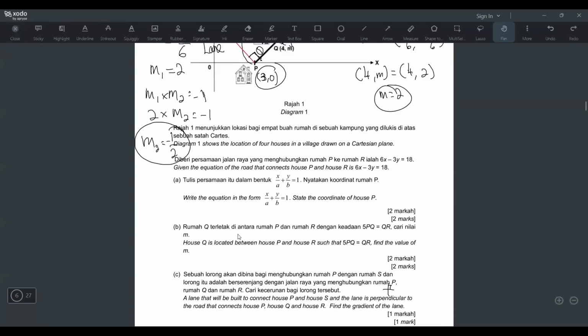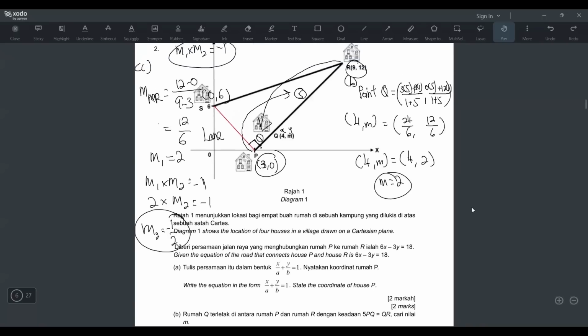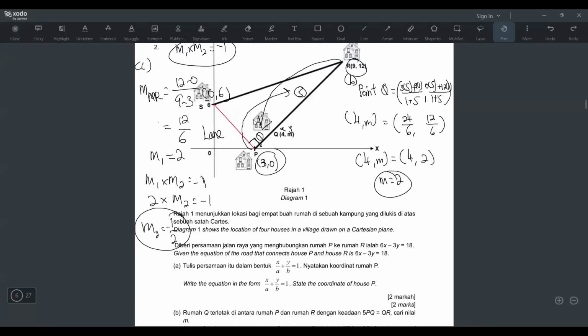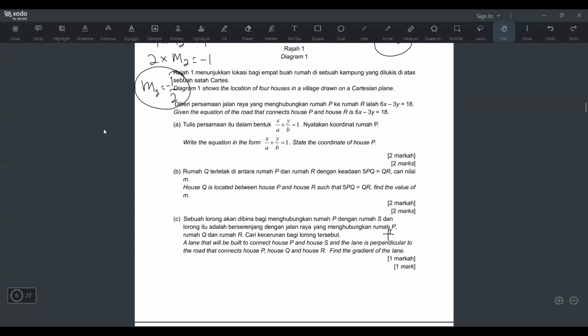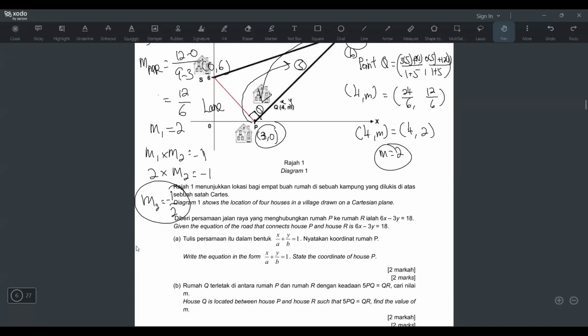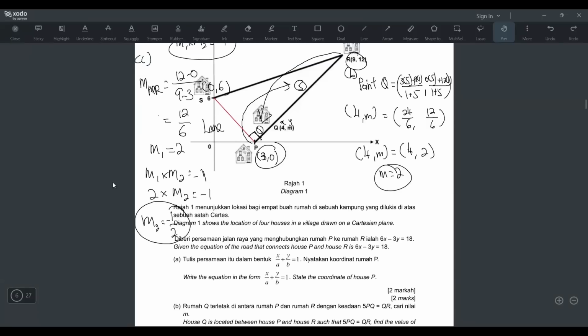Even the B question is a bit weird because just now they gave us a ratio. But okay, you can use the cross-multiplication point C formula. There's also another method, which is just to substitute into the equation. You end up with the same answer. But the way they ask is a bit weird. Okay, I'm just going to leave it like this. They want to find the gradient of the lane, so this is the answer.